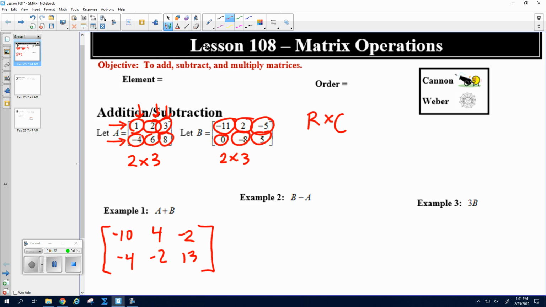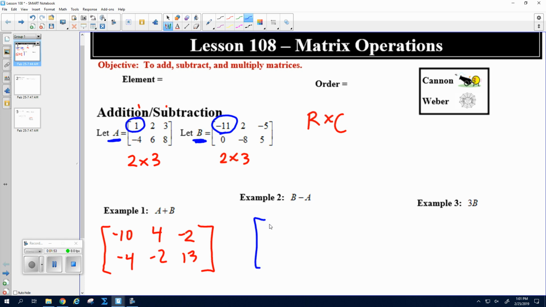Okay? Now I'm going to subtract. Order matters that we subtract in. So I have a 2 by 3 and a 2 by 3, so I'm good to go again. I'm going to do B minus A. So make sure you do this one minus this one, and we just subtract the elements that are in the same spots. So I have negative 11, and I'm subtracting 1.